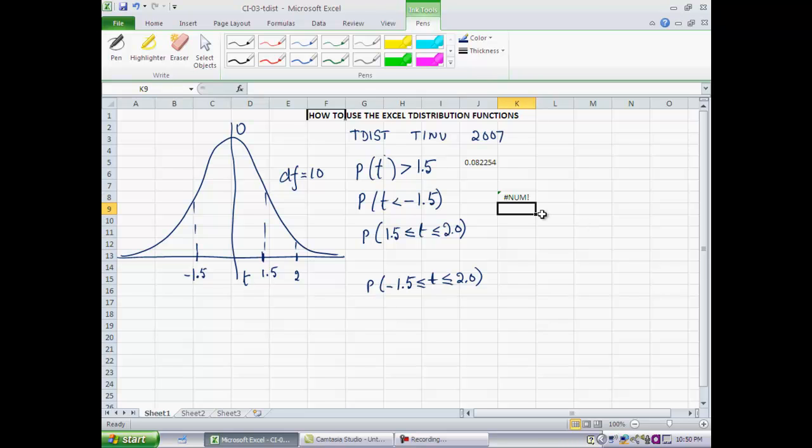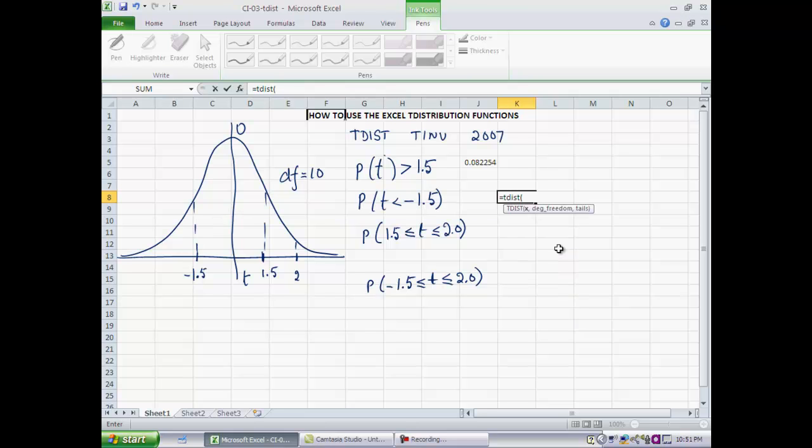No, we are not. We simply have to take advantage of the fact that the t-distribution is a symmetric distribution. Okay. What does this mean? It simply means that the area to the left of minus 1.5 is the same as the area to the right of plus 1.5. And the T.DIST function, as I said a minute ago, only works with right tails or two tails. Okay.